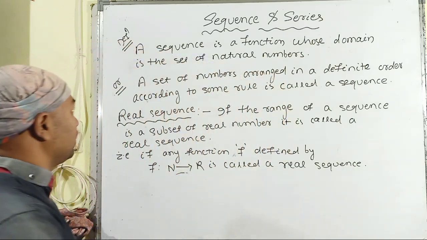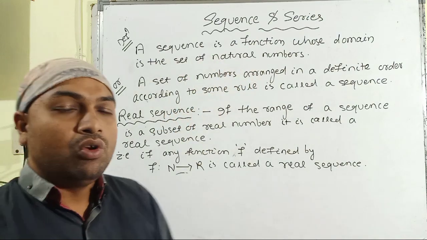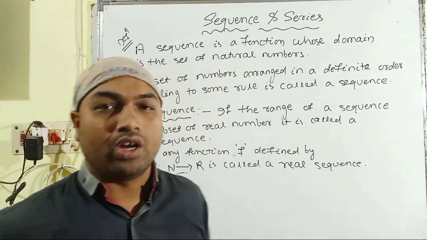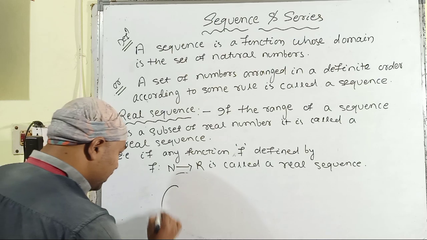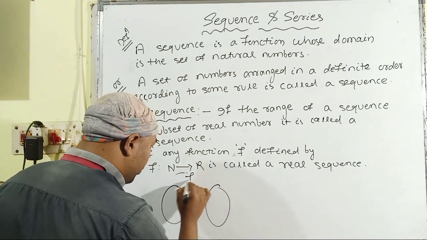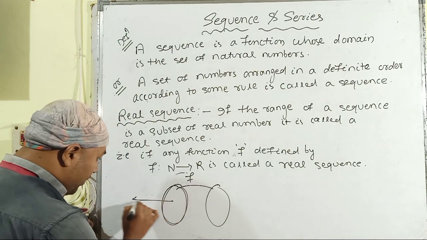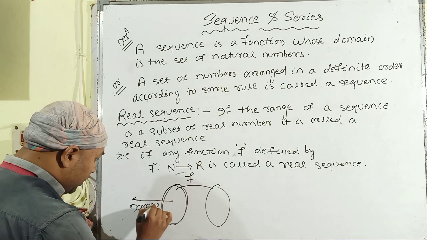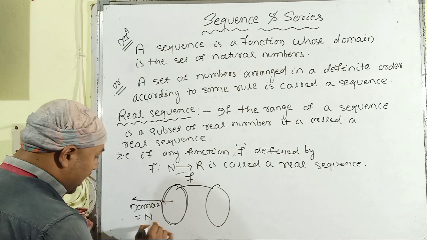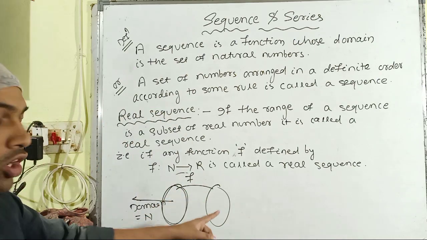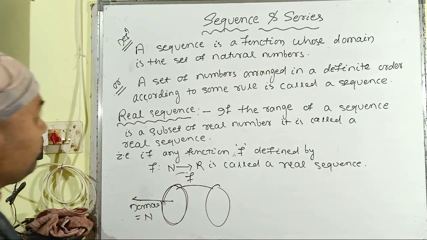What is the definition of a sequence? A sequence is a function whose domain is the set of natural numbers. That means, let us consider there is a function f between two sets. If this domain part is the set of natural numbers, then we can call it a sequence.